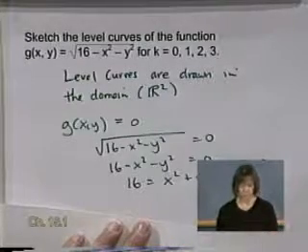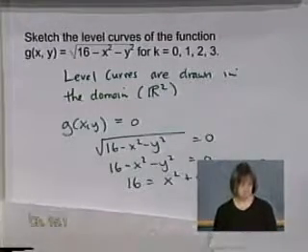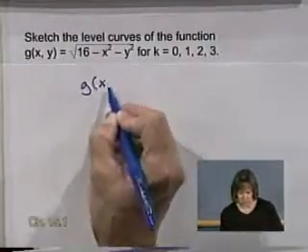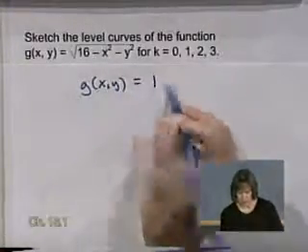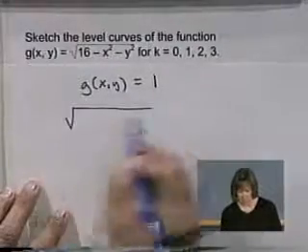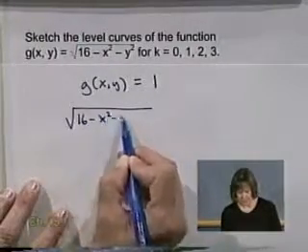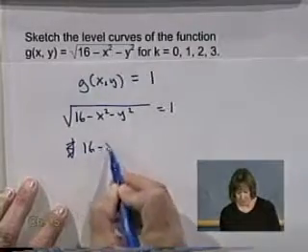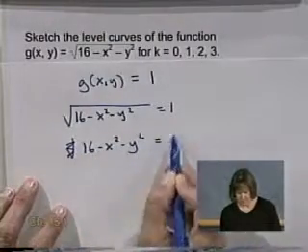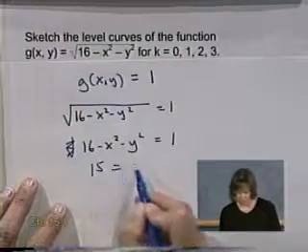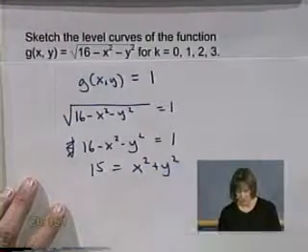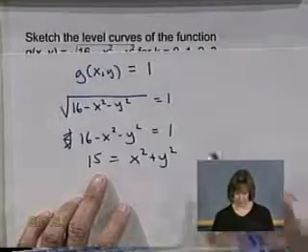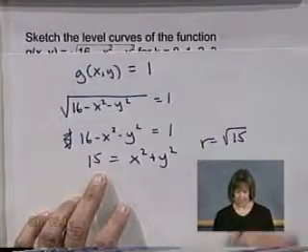A circle of radius 4, centered at the origin. Okay, let's just do a couple more. What if I want to get the level curve g of xy equal to 1? In this case, you'd have square root of 16 minus x squared minus y squared equals 1. Square both sides. I could subtract the 1, add the x squared plus y squared. I'm going to get a circle again, a circle of radius root 15.